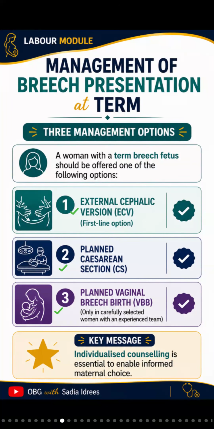If we are giving the options of ECV, planned cesarean section, and planned vaginal breech birth, this should be in your mind: there are certain prerequisites that you have to follow. It is not that there is a patient with a previous scar and you are doing ECV, right? If it's abruption, you're doing ECV, right? Or if there is a previous cesarean section with breech, you are going to do her planned vaginal breech. But no, there are certain prerequisites that you have to follow.